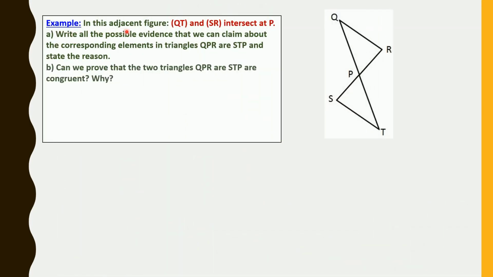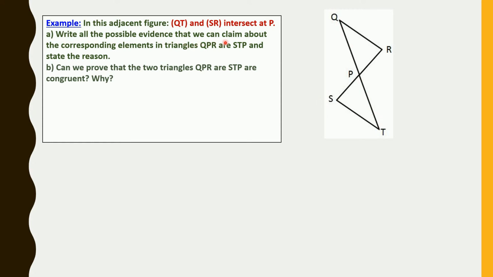Example: in this adjacent figure, lines QT and SR intersect at P. In this figure, although we have the segment QT, when I say line QT, it means the line passing through the two points Q and T. Sometimes we draw only the part of the line that is needed.